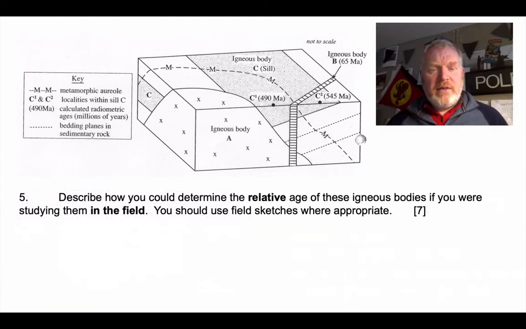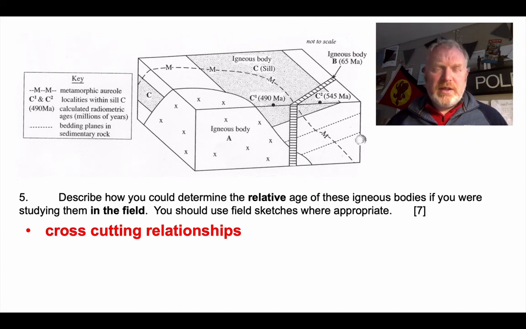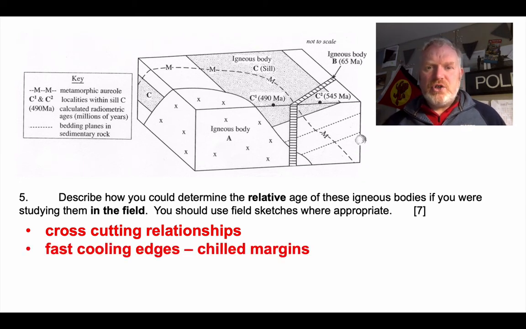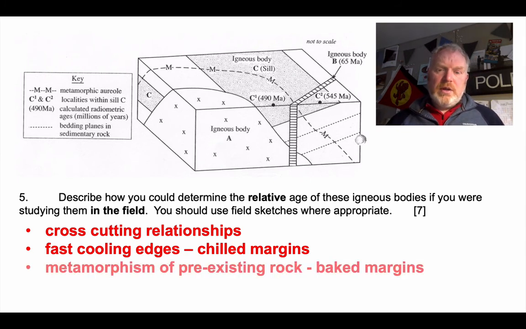Finally then, we have how we'd actually determine their relative age. If we're in the field, the thing we're going to be looking for is cross-cutting relationships, without much doubt. That's how we really tell these apart. But we need to develop that in a little bit more detail. So we'll be looking for things like the chilled margins. Where are these fast cooling edges? For example, we should find a chilled margin either side of the dike where it's in contact with the sill. We could also look for baked margins.